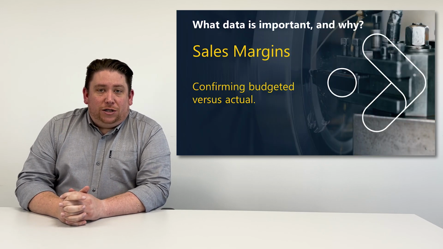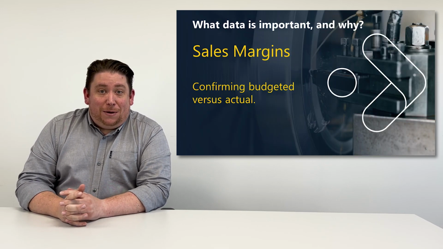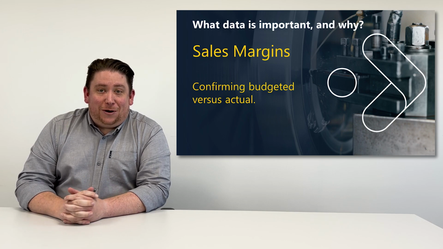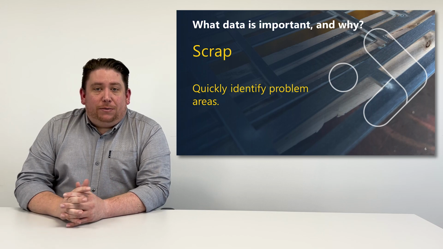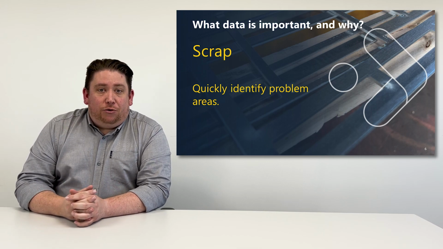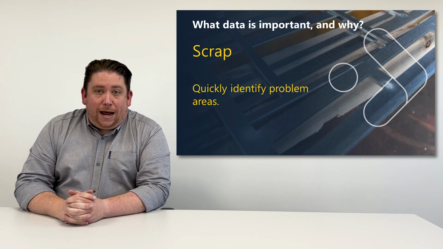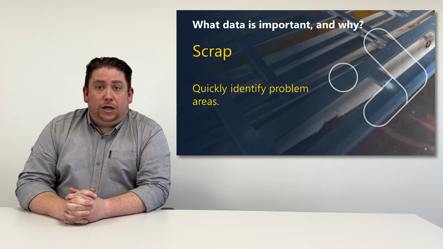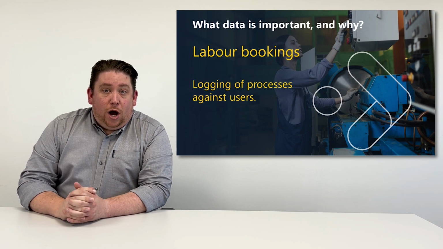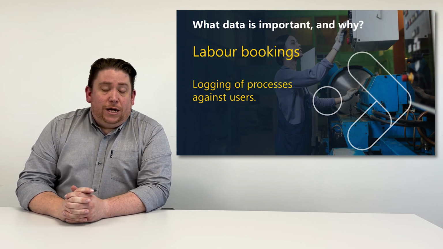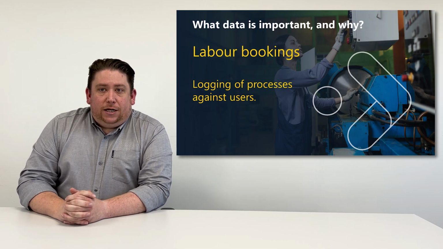Looking at your sales margins, really looking at have I made profit and how much have I made. Then maybe looking at your scrap data, looking at scrap percentages. Is there one particular process that's causing that scrap? And with that, you can look at your labour bookings, looking at not only the time for particular works orders, but also who's done what at any particular time.